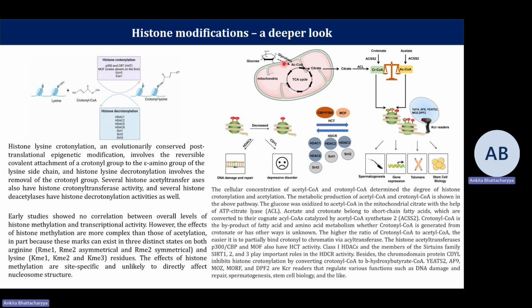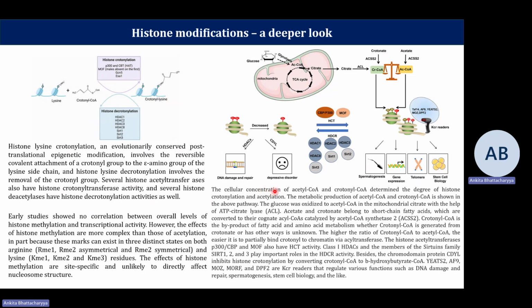So, for example, the TCA cycle here is generating citrate. From the citrate, you get acyl coenzyme A, and from there, two possibilities exist. Either a crotonate group will get added, generating crotonyl coenzyme A, or an acetate group will get added, generating acetyl coenzyme A. The enzyme that works here is similar or the same, which is ACSS2. And downstream of that, you'll be able to see which predominates. Let us read this first.